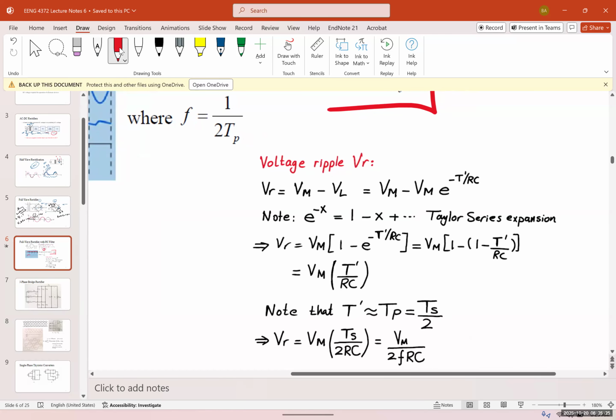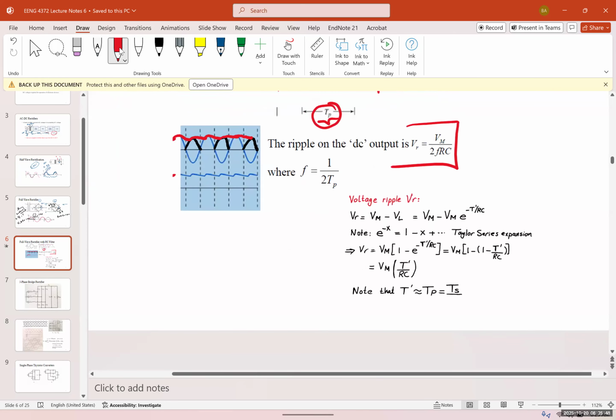And then we have the Taylor series expansion. We can use that. So finally, Vm would be T prime over RC. VR would be Vm T prime over RC. And T prime is almost equal to TP, which is TS over 2. Therefore, VR would be Vm TS over 2RC, or Vm over 2F RC.